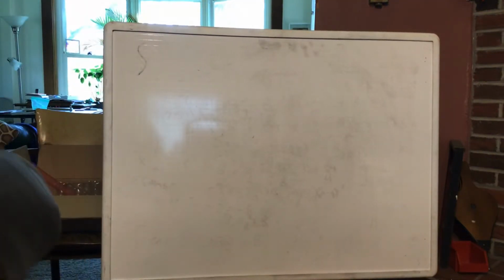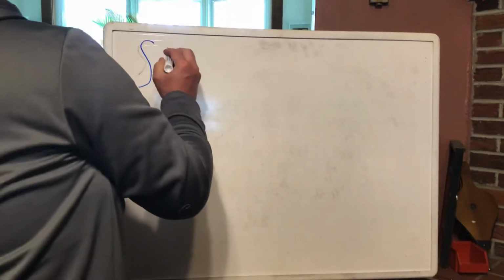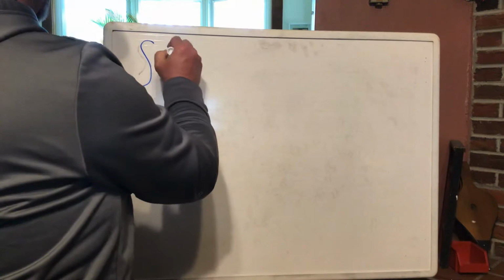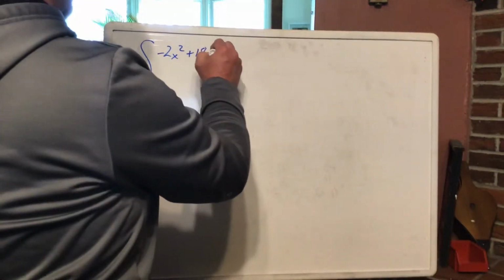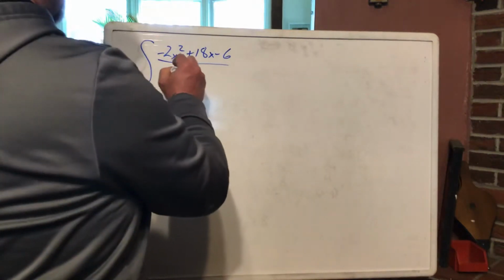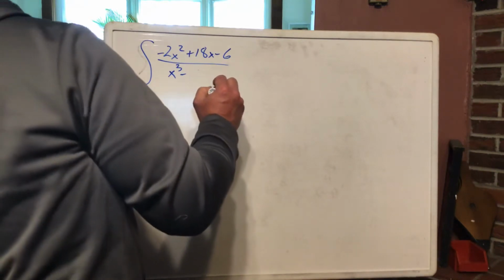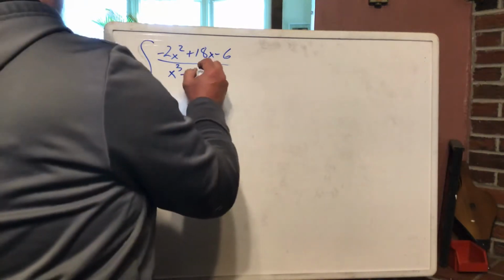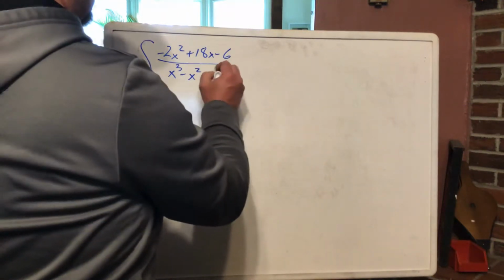Marker switching time. Go to blue. Okay, we have the integral of minus 2x squared plus 18x minus 6 all over x cubed minus x squared minus 6x.